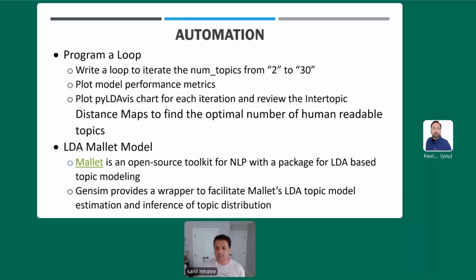Okay, so the next topic that we'll briefly talk about is automation. We talked about the fact that we iterate through the model training exercise by changing the value of number of topics, starting with two and incrementing it, and then looking at the metrics and looking at the outputs.